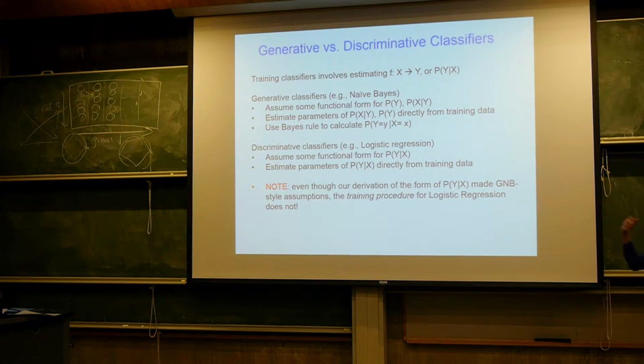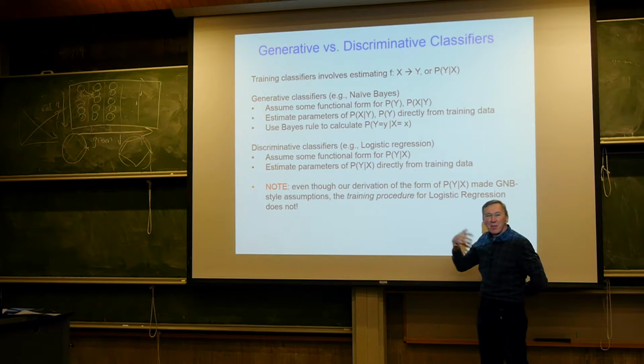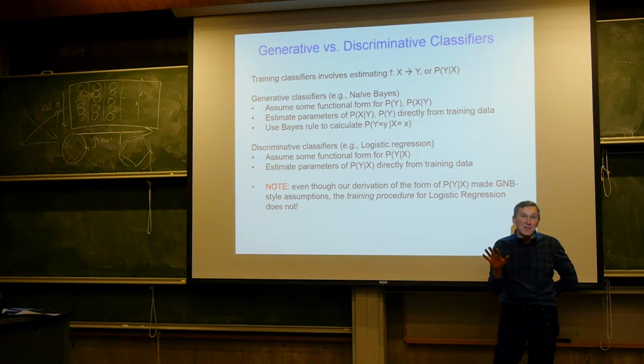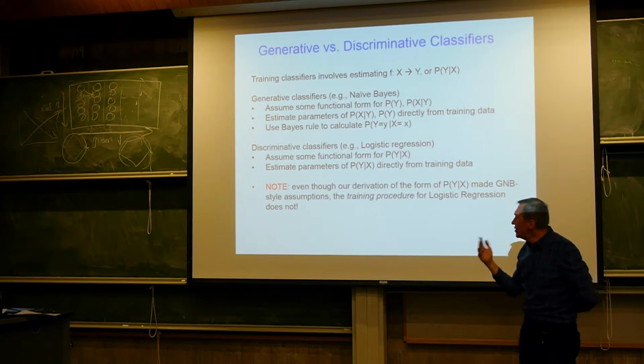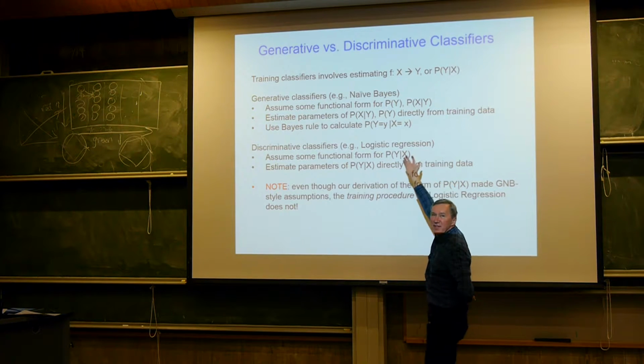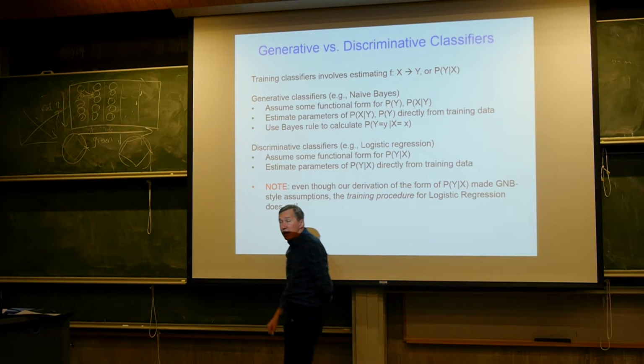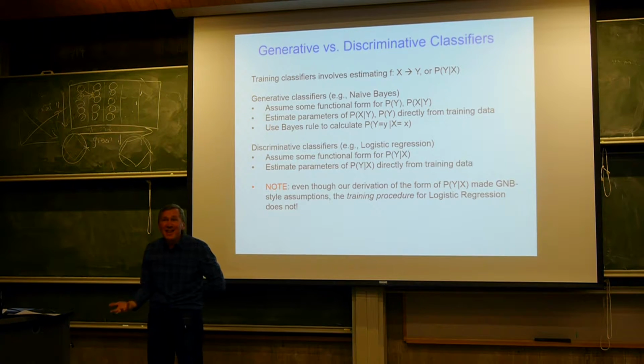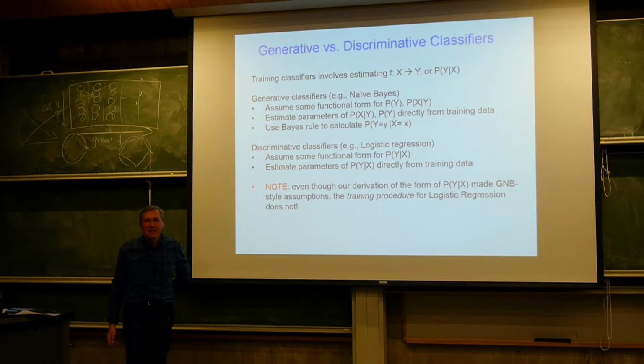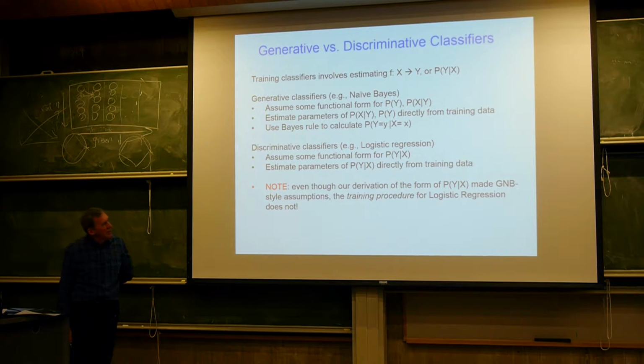So it turns out for any kind of probabilistic model, not just naive Bayes, we have this choice of which of these two ways to go. And you can think of logistic regression and naive Bayes as a case study in that set of choices.